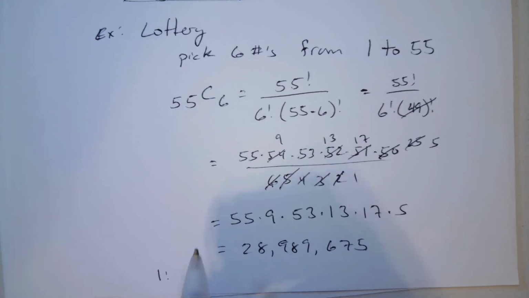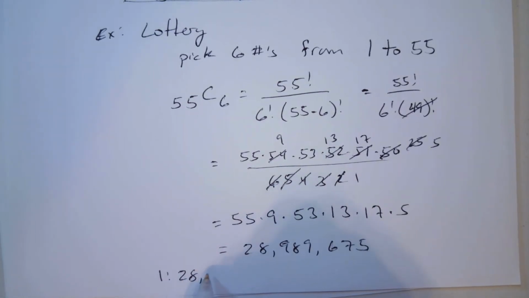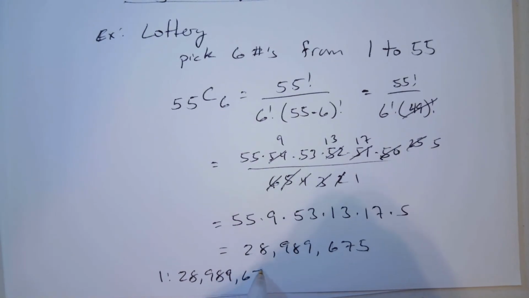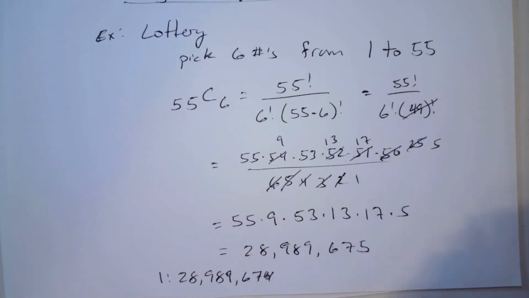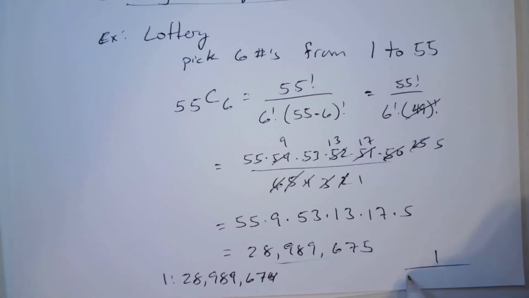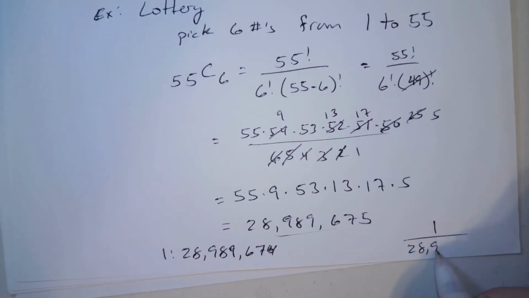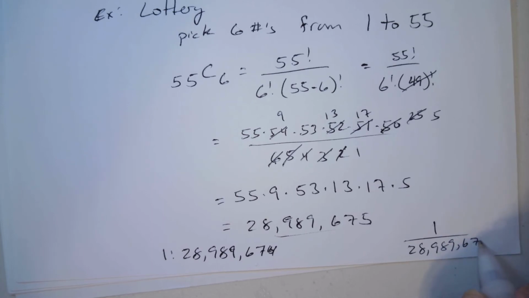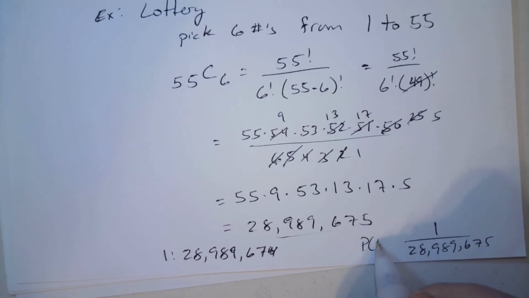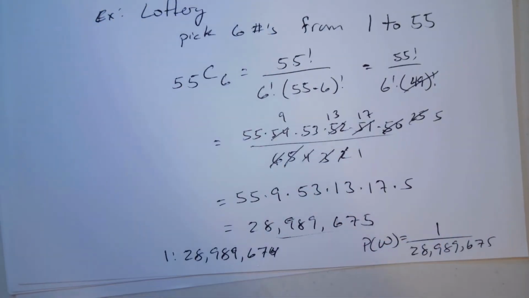It's 1 in 28,989,675. Remember, it's 675. So your probability of winning is 1 over that. That's the probability of winning. Not likely, huh?